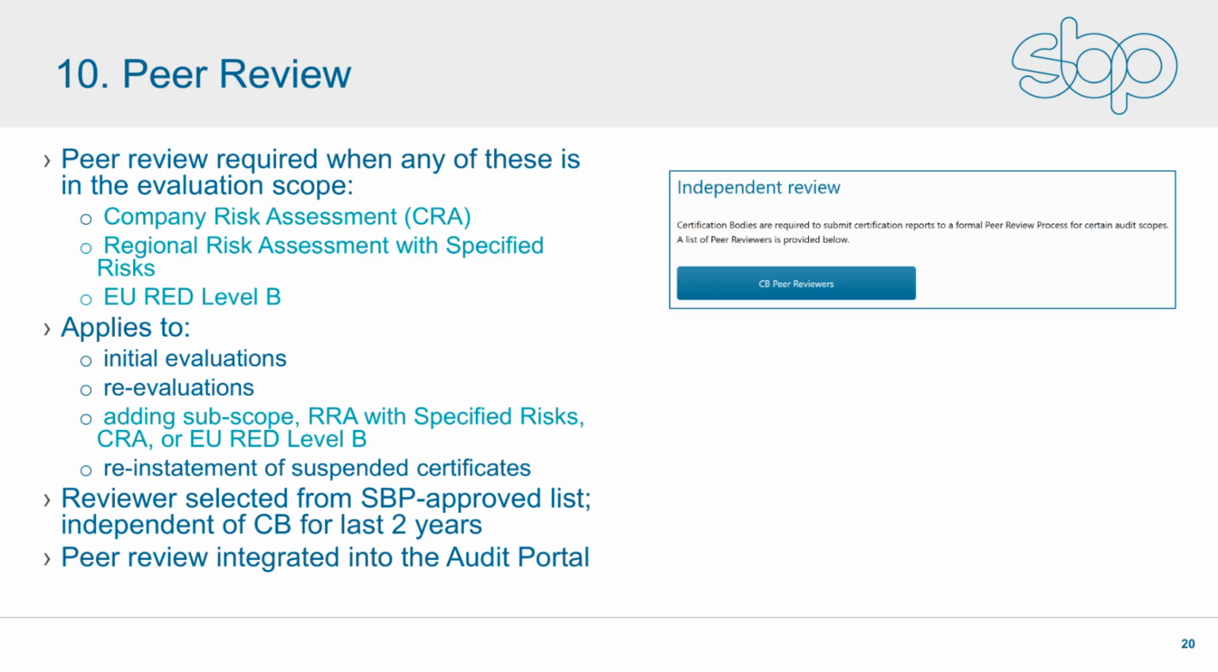The peer reviewer must not have been contracted by the certification body during the previous 2 years and must not have worked with the specific company being evaluated as a consultant or employee. The peer reviewer reviews the draft public summary report and the supply-based report if necessary, and may comment on any aspect of the certification decision process. The peer review process is integrated into the audit portal, where a short checklist documents the review and any remarks together with the certification body's responses.